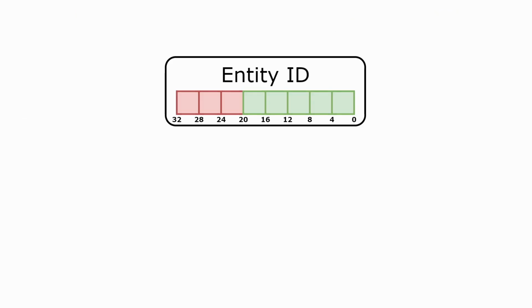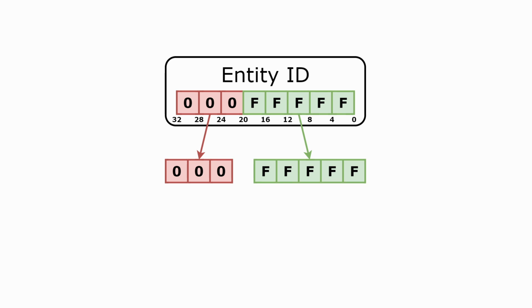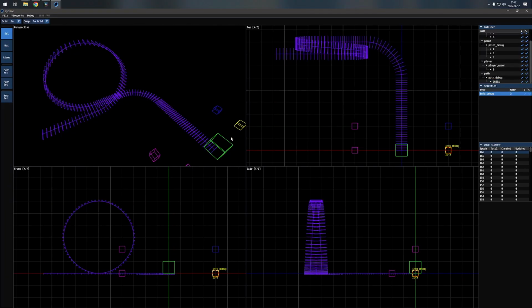Entities in Cyclone only use 20 bits to store their ID, meaning we have 12 bits left over that are completely unused. It's free real estate. We can use the upper 12 bits to store additional information about where an object was clicked, for example, which part of a path was just clicked on for finer grain selection. And we don't have to change anything to make this work.